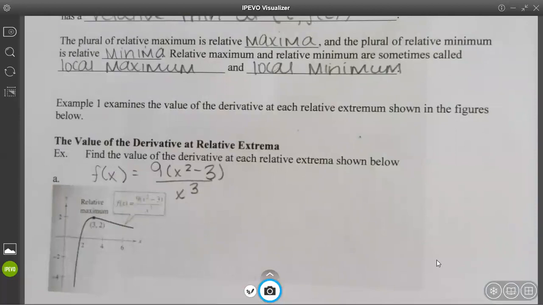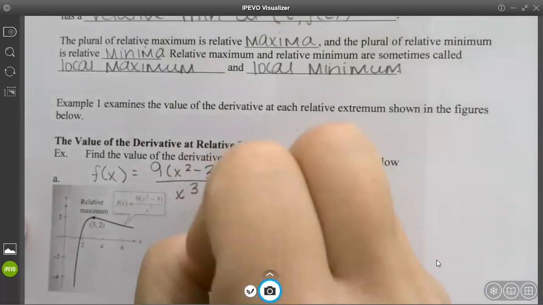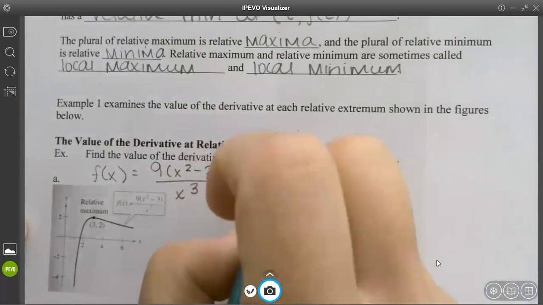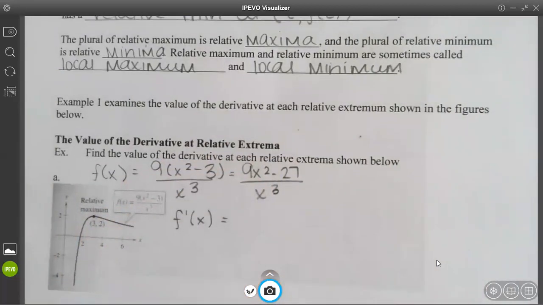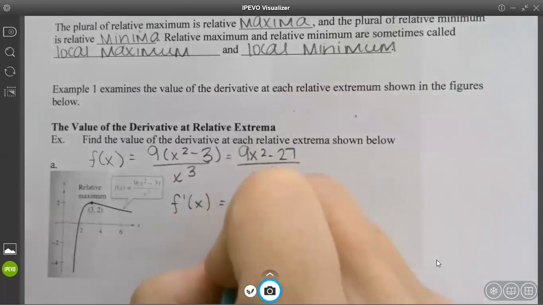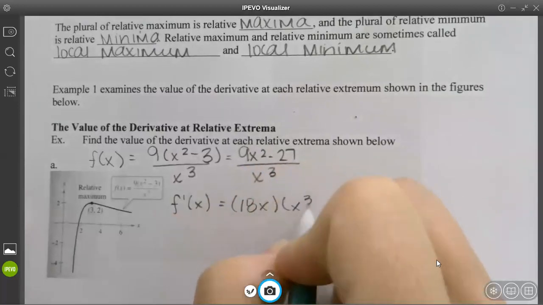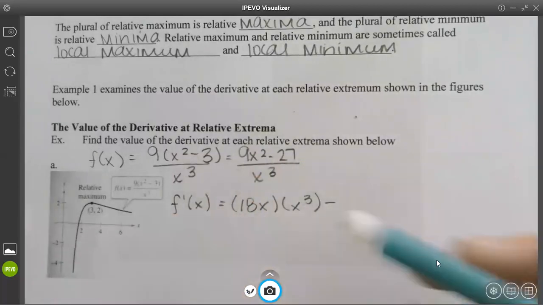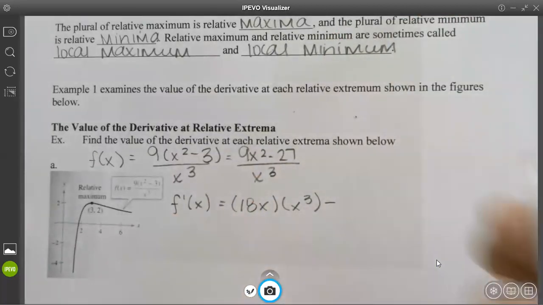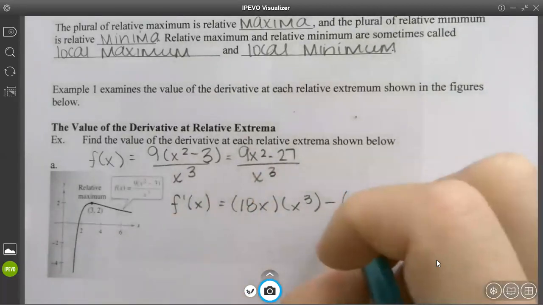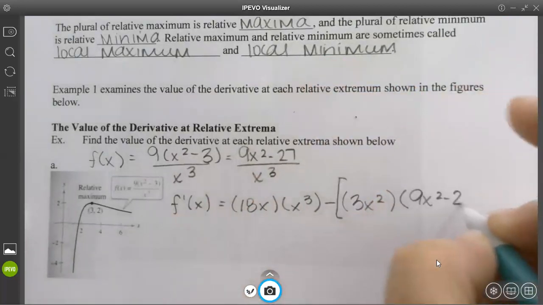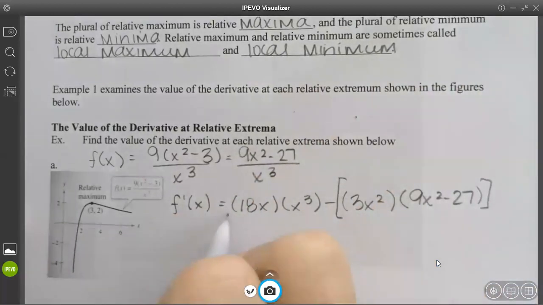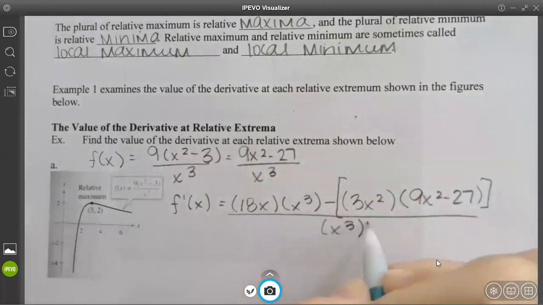Quotient rule. I'm going to make it a little bit easier and go ahead and distribute that 9 in. So 9x squared minus 27 over x to the third. We're going to find the derivative. Derivative of the top times the bottom. Not the derivative of the bottom, just the bottom. Now, the derivative of the bottom is 3x squared times the top, 9x squared minus 27. All over x to the third squared.